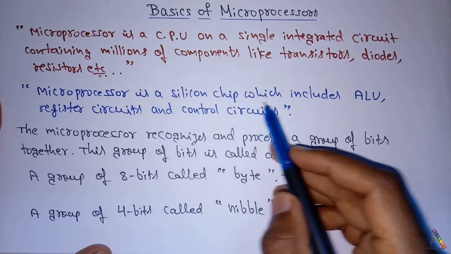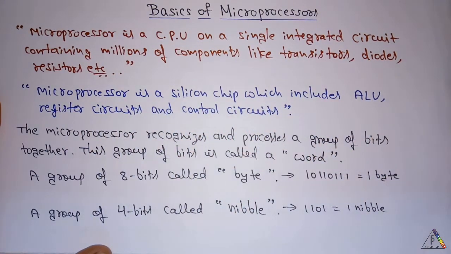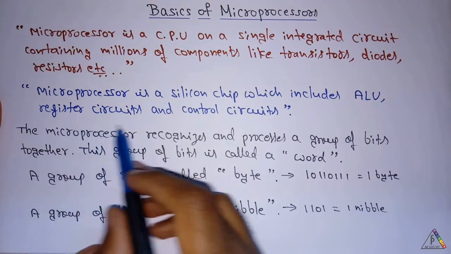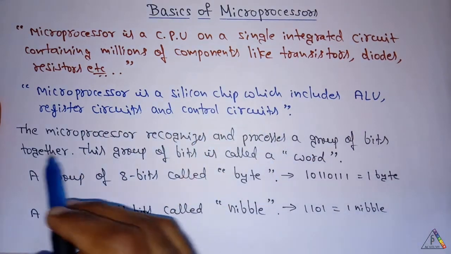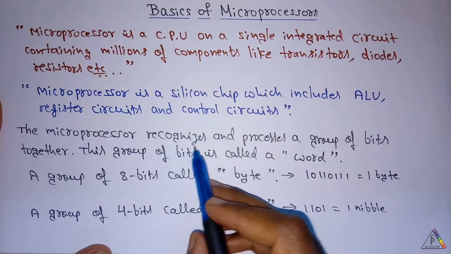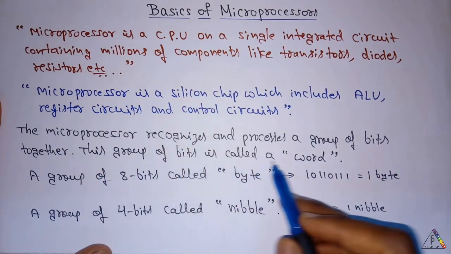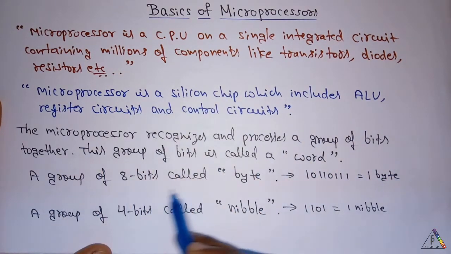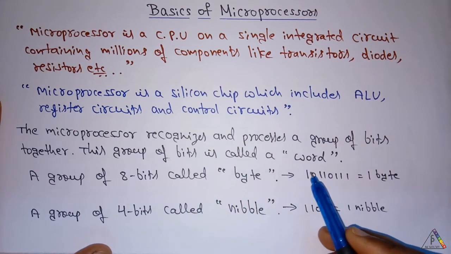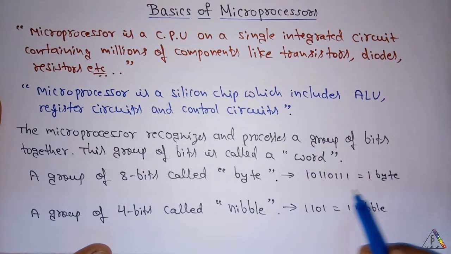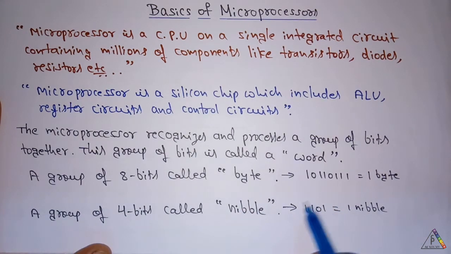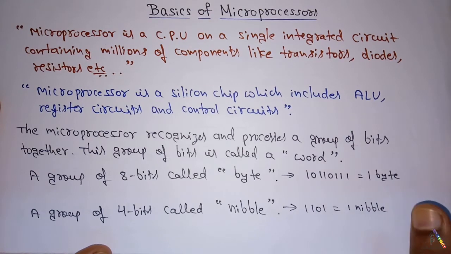A microprocessor is a silicon chip which includes an ALU, that is arithmetic or logic unit, register circuits and control circuits. The microprocessor recognizes and processes a group of bits together. This group of bits is called a word. A group of 8 bits is called a byte. Example, this group of 8 bits together is called 1 byte. Next, a group of 4 bits is called a nibble. Example, this group of 4 bits together is called 1 nibble.